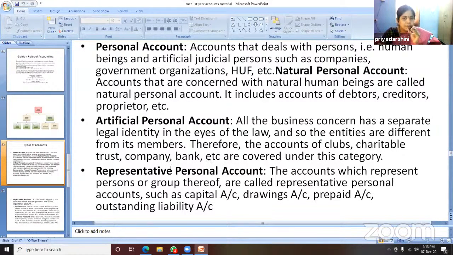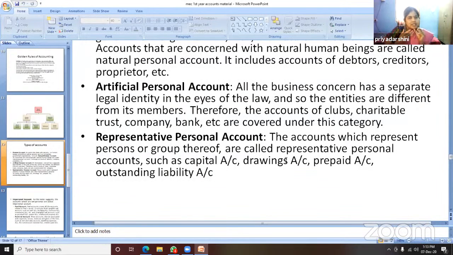And representative personal account. The accounts which represent persons or groups thereof are called representative personal accounts, such as capital account. We record capital when the proprietor invests capital. He invests the amount in the business in the form of capital, so that is investment made by the proprietor. Capital is indirectly provided by the proprietor here. So the proprietor becomes a creditor to the business, because he is bringing capital.